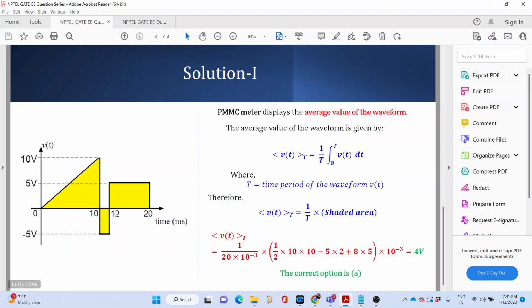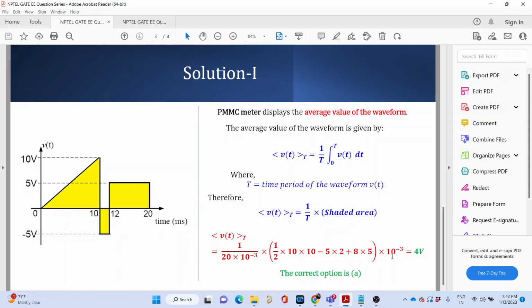So 5 into 2. This is the area of this small rectangle that you see formed between this 10 and 12. And the area which is found between 12 and 20 would be 8. I mean, the time width is 8 and the height is 5 volt. So what is the area of this rectangle?